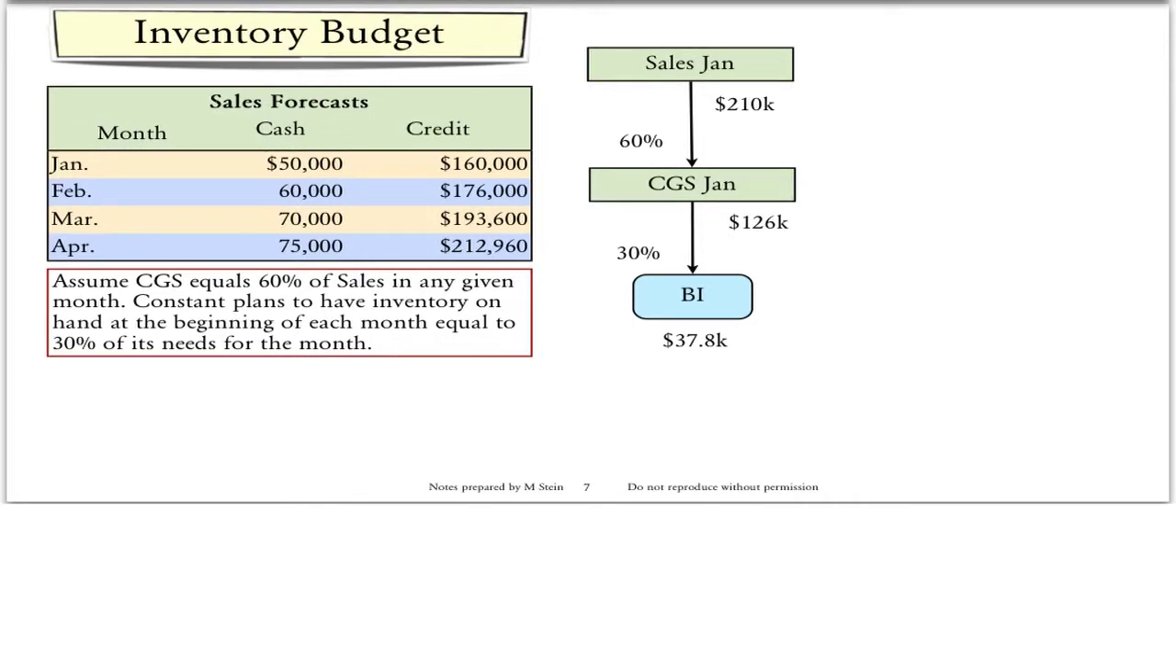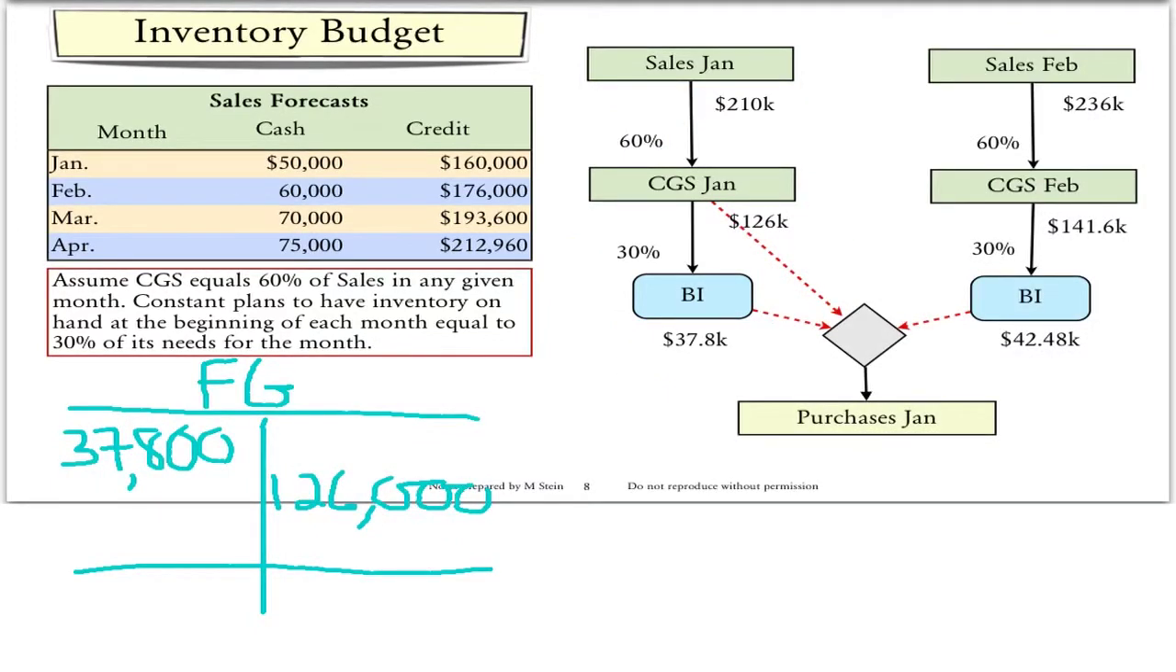Well, the sales forecast says that in January a total of $210,000 of sales are expected, and that cost of goods sold is equal to 60% of sales. So 60% of $210,000 gets us to $126,000. And of course we want to have 30% of that on hand at the beginning of the period. So 30% of $126,000 tells us that we need to have a beginning inventory at cost of $37,800.